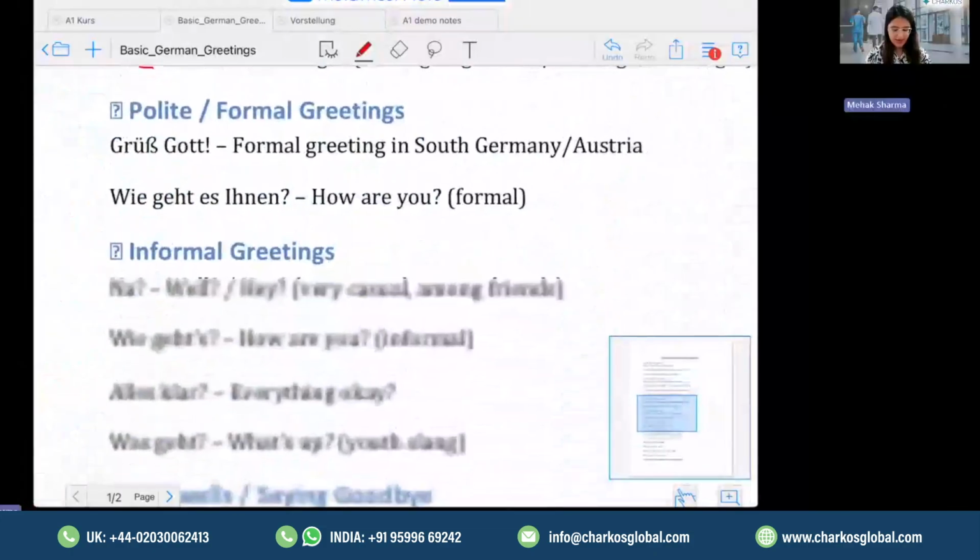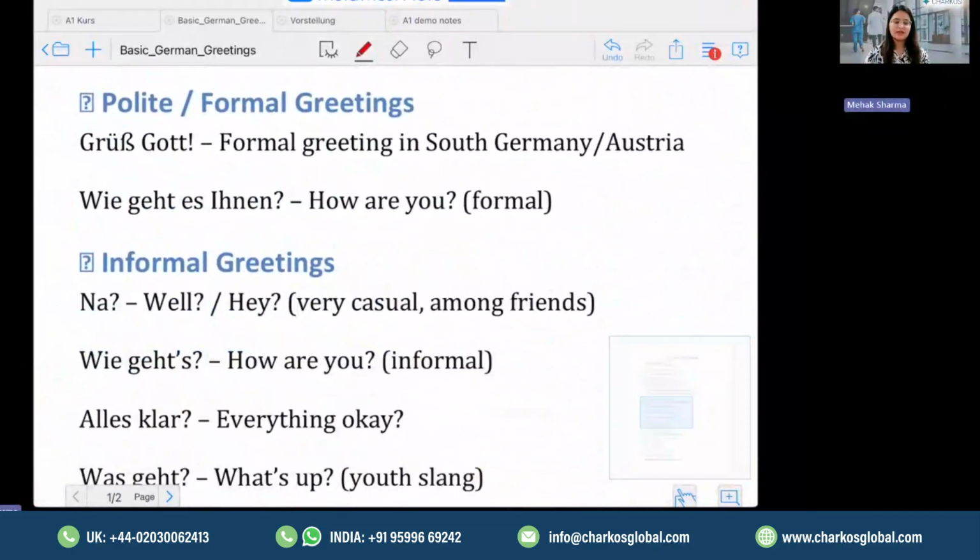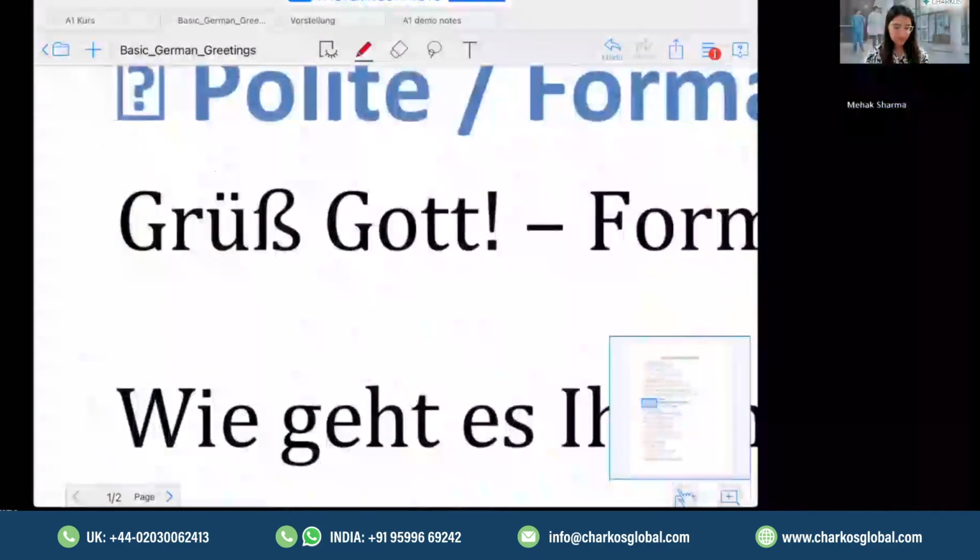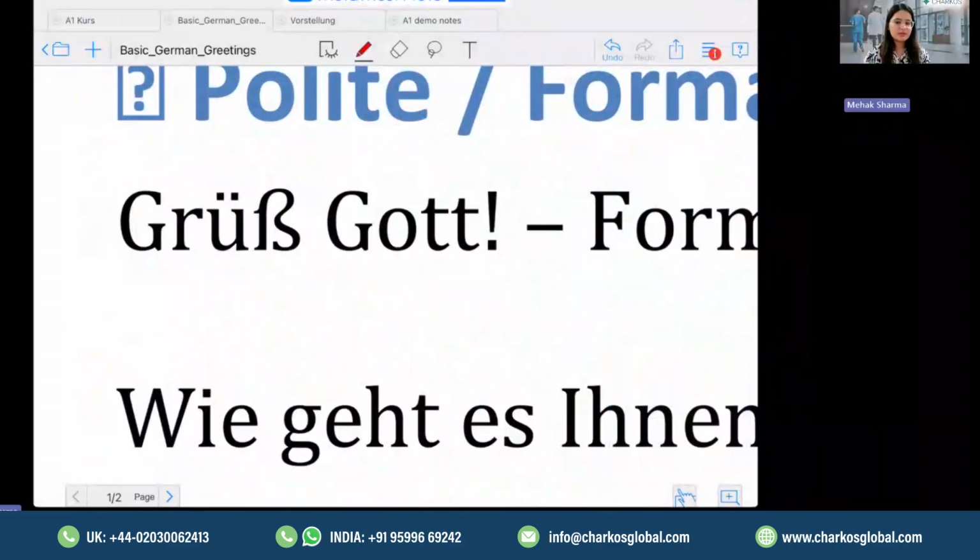Next is polite formal greeting. Polite formal greeting. And now is the best time to revise U umlaut and S it. Let's have a look. Can you try it once? Try to remember how we have pronounced these two, and first give it a try on your own. I'm giving you 5 seconds.